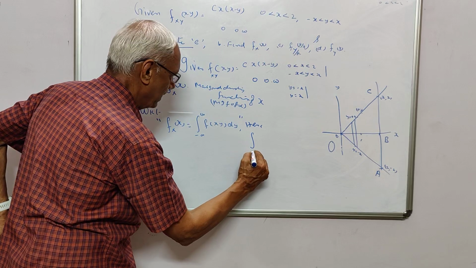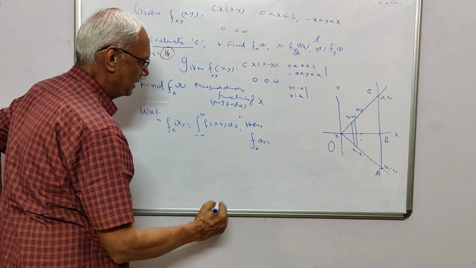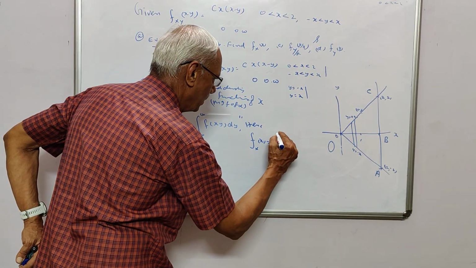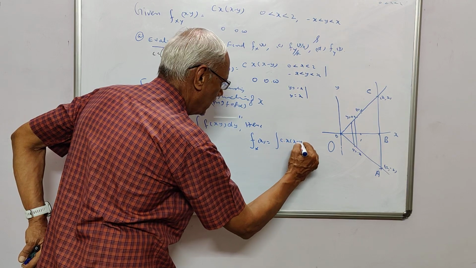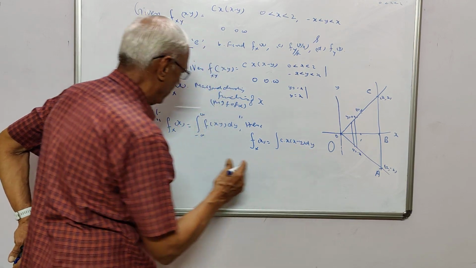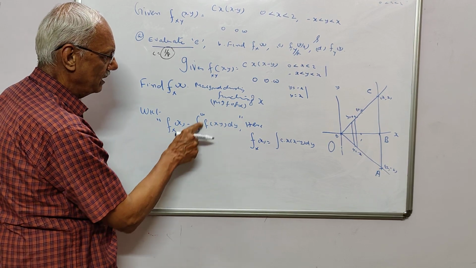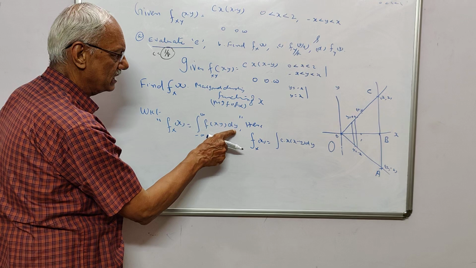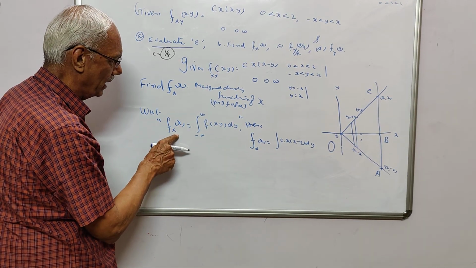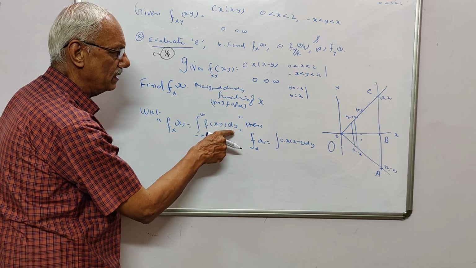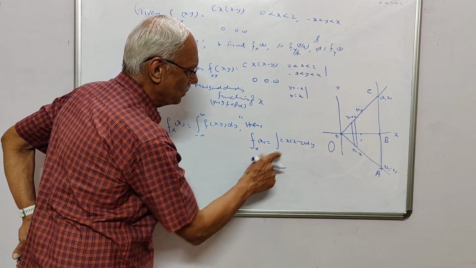So fx of x is equal to, so this is nothing but what? I will put it like this: the integral of cx into x minus y dy. Understand that if you want the marginal density function of x, then the integral must be with respect to y. And if you want the marginal density function of y, the integration must be with respect to x. So you see that fx of x is equal to this much.